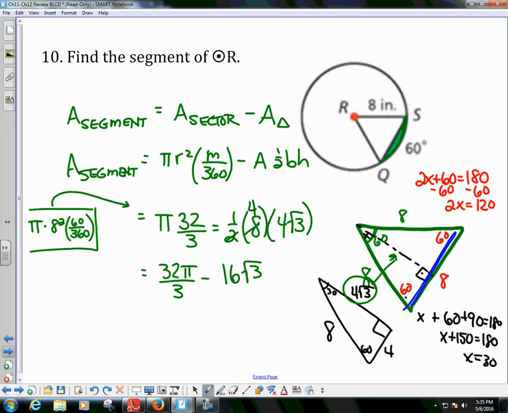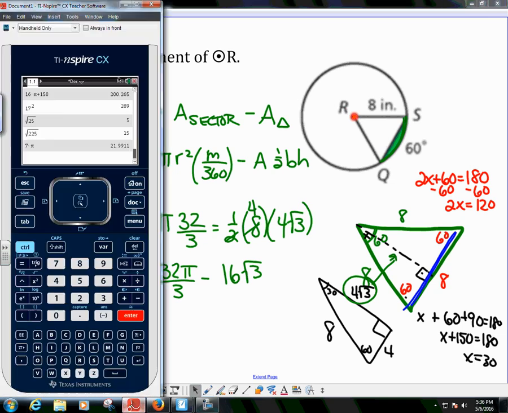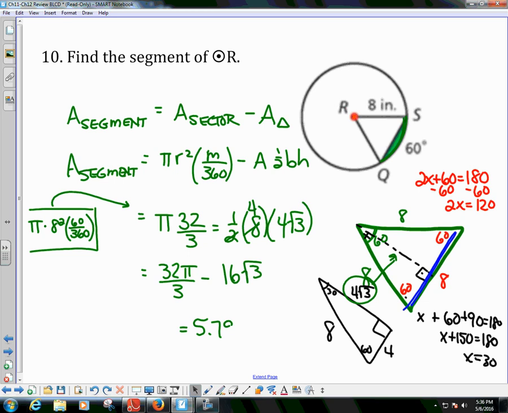I have got a nice, concise thing that I can take to my calculator. And because I'm doing it in one step and everything is as simplified as it can be, I'm going to get the most accurate answer. So I'm going to take 32 times pi, and I'm going to divide that by 3. I'm going to subtract 16 times the square root of 3, and that gives me 5.7975. So this is the area of my segment.